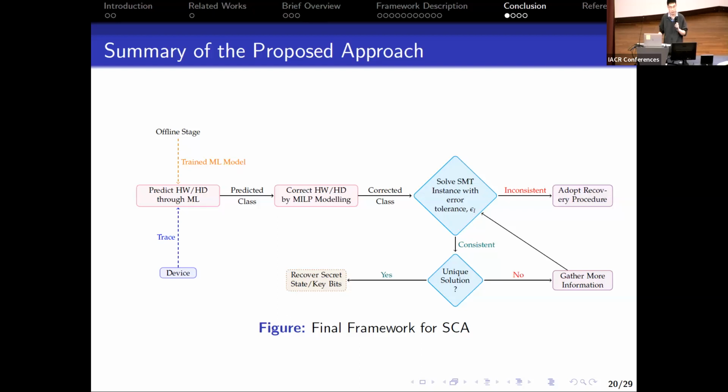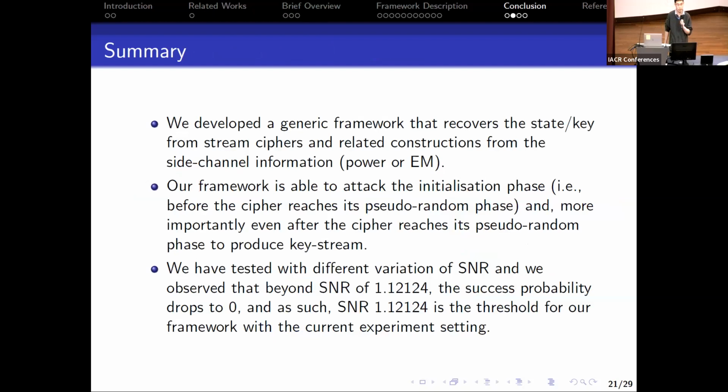If there's no unique solution, we rerun it and try again by increasing the information, and then we recover the key state or secret state or the key bits. So basically, for our framework, we show that it works for our proposed approach.